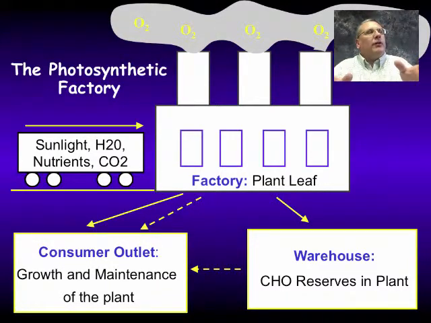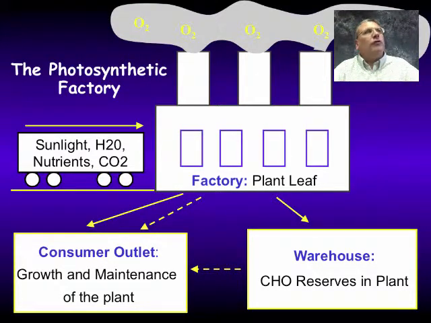And then that product can go to two places. It can go either to the consumer outlet, where it's used for growth and maintenance of that plant, or it can be stored up in a warehouse, where it's saved and used at a later time. And what determines where it goes? Well, in a plant, what always gets first billing is the consumer outlet. So growth and maintenance always gets first billing in a plant. If we're not meeting the energy needs of growth and maintenance, all the sugars and carbohydrates get shifted to growth and maintenance.